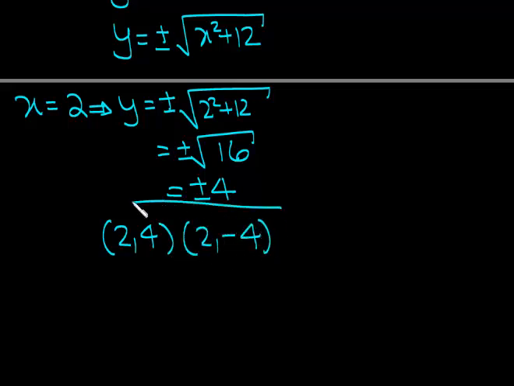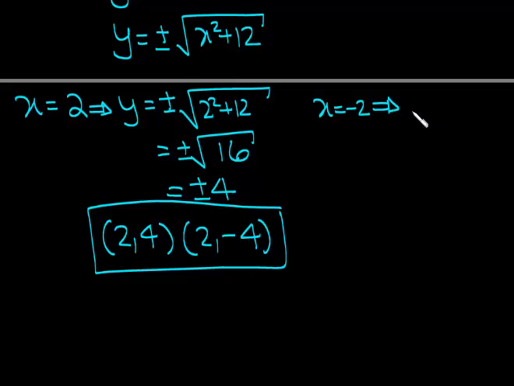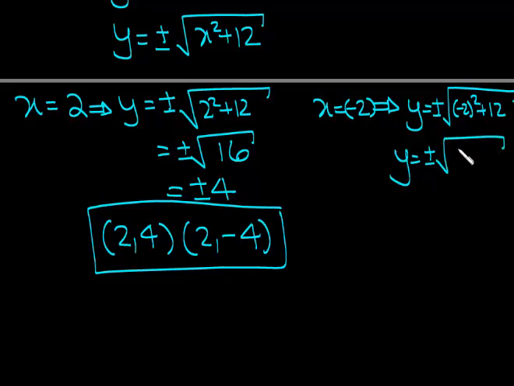So that's two solutions. Now we also have to worry about when x is negative 2. Well, what happens? You plug it into the formula for y, and we get plus or minus the square root of negative 2 squared plus 12. So y is equal to plus or minus the square root of 4 plus 12. That looks exactly like what we have here, so it'll be plus or minus 4 again, because 4 plus 12 is 16, and the square root of 16 is 4.